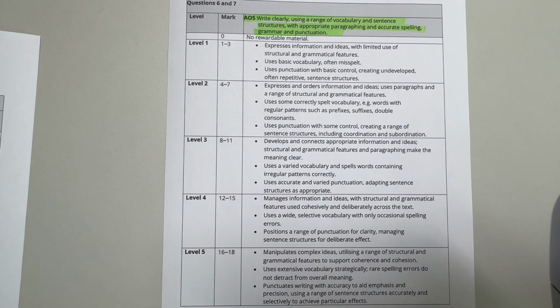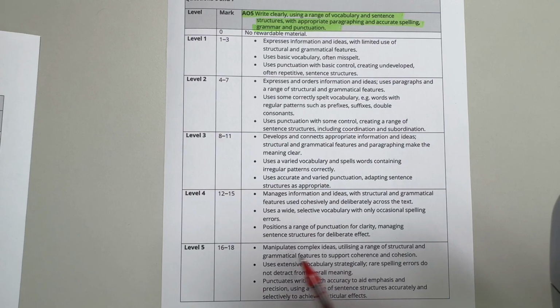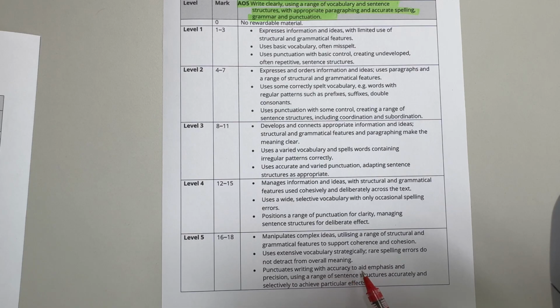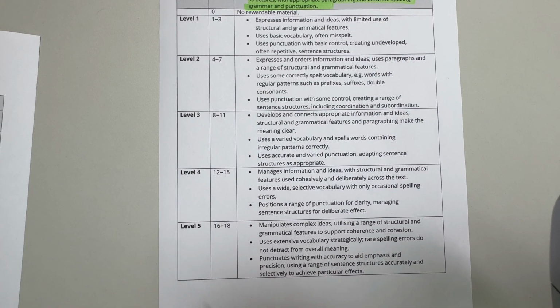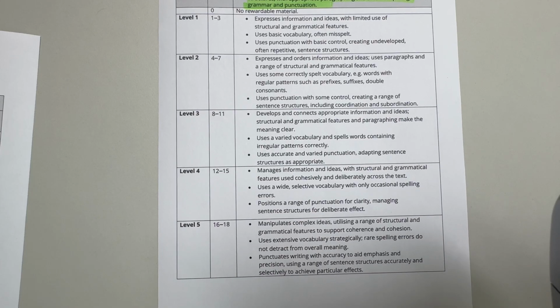But how well are you able to use punctuation, grammar, manipulating your ideas, structural, grammatical features, and are you punctuating with accuracy? So if you want level 5, up to 18, that's what you need to be doing. Pause the video, have a read.